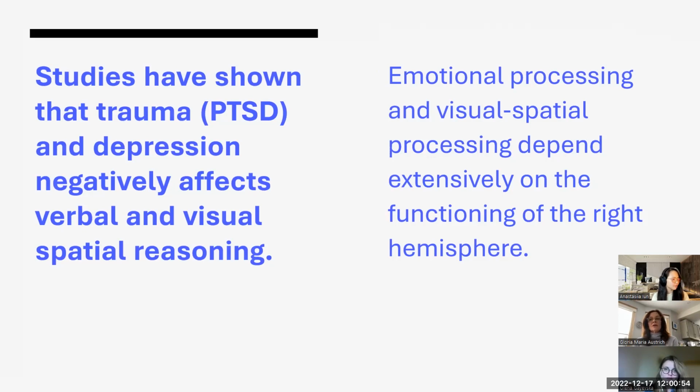So emotional processing and visual spatial processing depend extensively on the function of the right hemisphere. In understanding why visual spatial reasoning and visual memory are impacted in children who experience trauma, they're really both functions pretty much generalized in the right hemisphere.